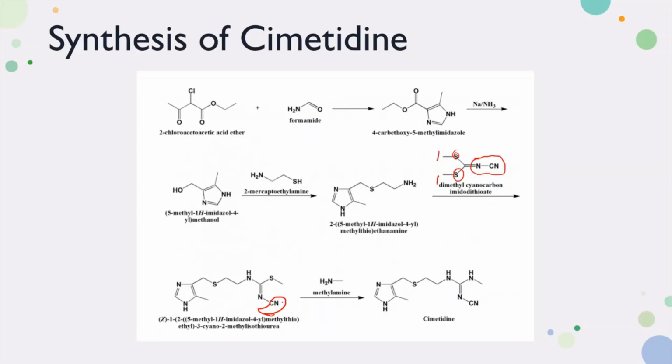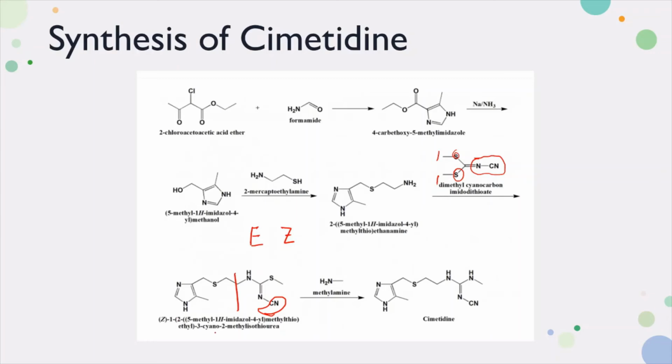Now Z, you know that there is an E configuration and a Z configuration. E and Z, I think you know, E is basically trans and Z is basically cis. I think you have already studied this in your organic chemistry previously. So Z here actually means that this is the configuration we are looking for. This is the 5-methyl part, again we are talking about this part. So 5-methyl 1H imidazole 4-yl methyl thioethyl. So up to this part we have completed the methyl thioethyl.